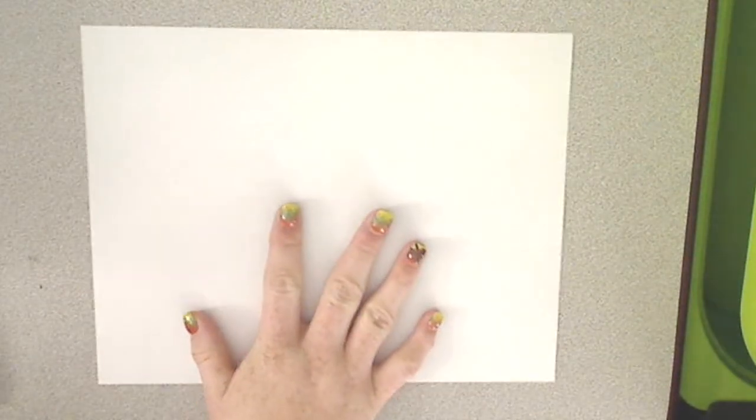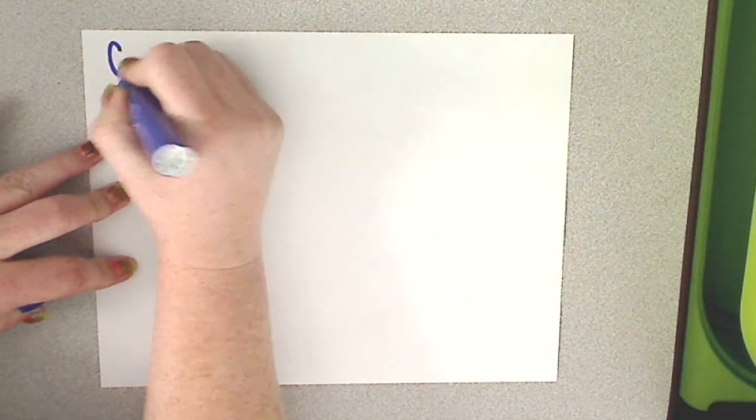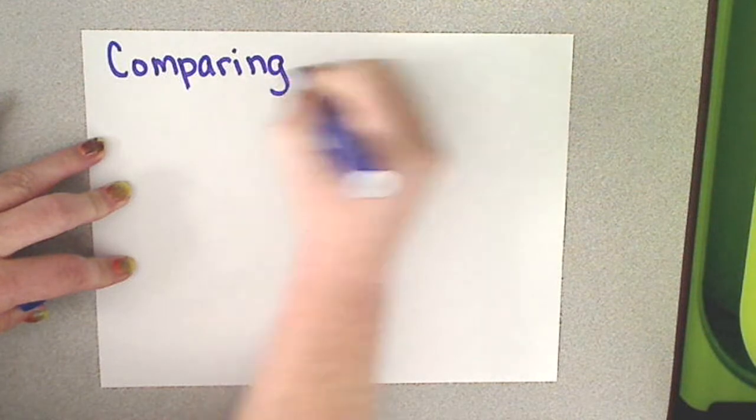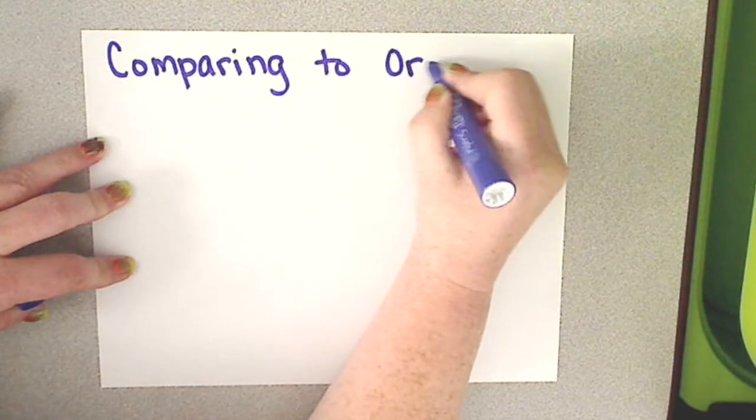Next piece. Last year, you also would have learned about ordering fractions by using strategies like cross multiplication. Now, we've talked about the why of why cross multiplication works. So now that we know the why, now we can use this strategy effectively. So, comparing to order.